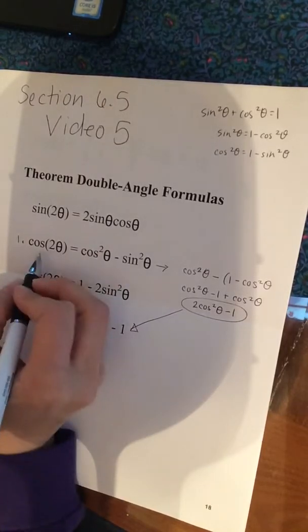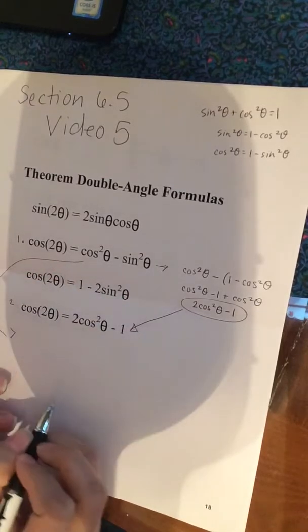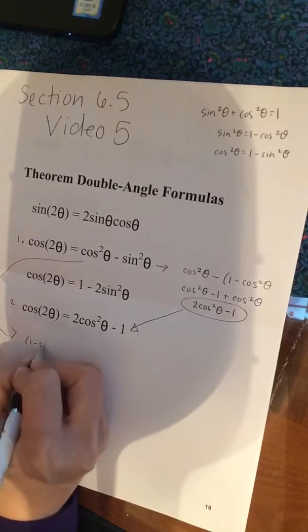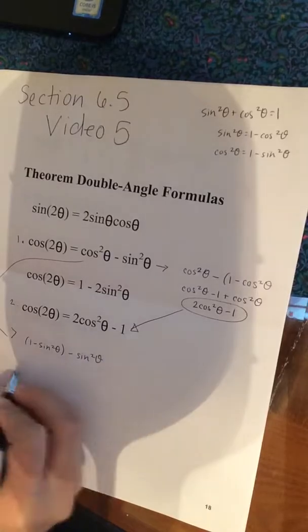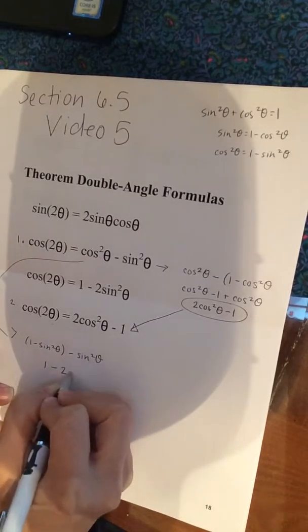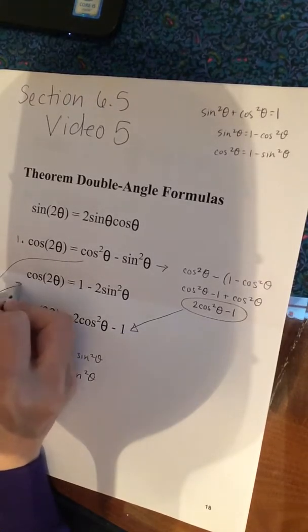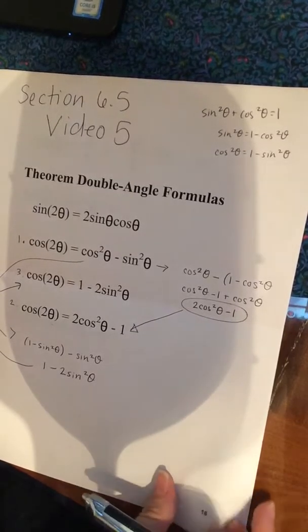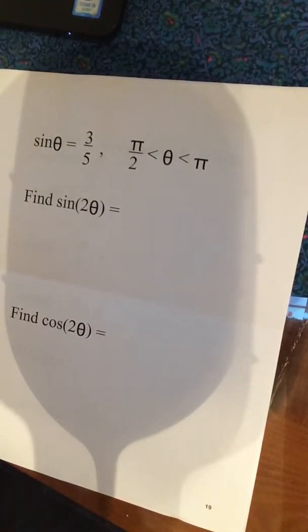Now, instead of replacing the sine squared of theta, let's say we want to replace cosine squared of theta with 1 minus sine squared of theta, minus sine squared of theta. In this case, it becomes 1 minus 2 sine squared of theta, which is the third way that you can write cosine of 2 theta. Okay? So these are called the double angle formulas. All right, so let's take a look at using them.